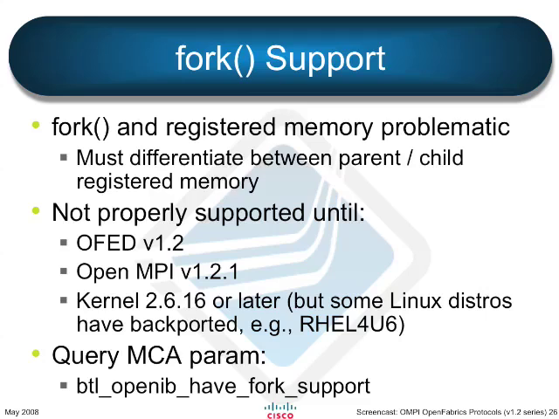There is an MCA parameter that will tell you if Open MPI was built with the proper fork support. It doesn't tell you if your system supports it, but it tells you if Open MPI supports it. It's btl_openib_have_fork_support. You can use ompi_info to query and see what the value is for your installation.